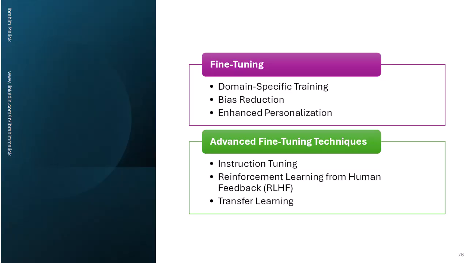Enhanced personalization allows models to adapt to individual users' needs and preferences. For example, learning from users' interactions, maintaining context about user preferences, adapting response style and complexity to user needs, and understanding user-specific terminology and references.